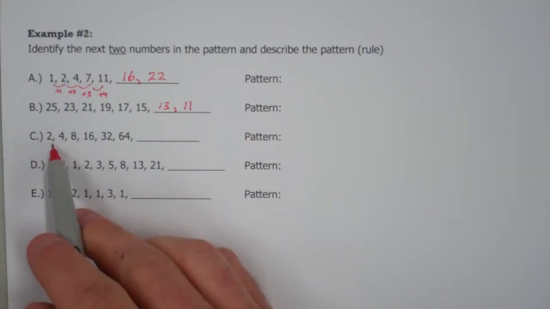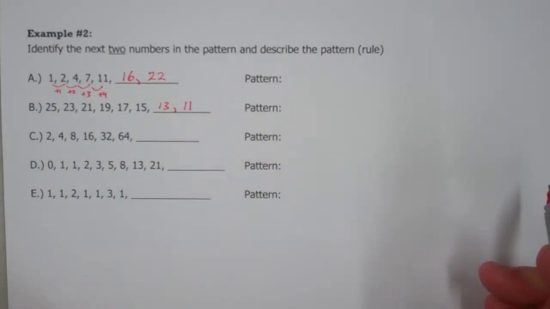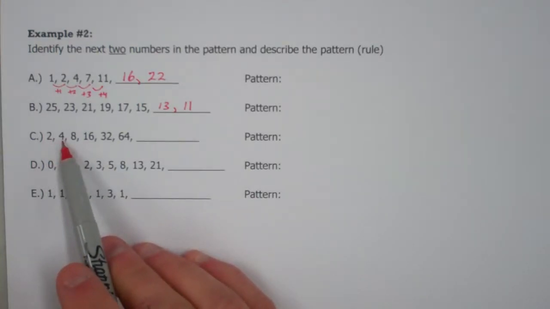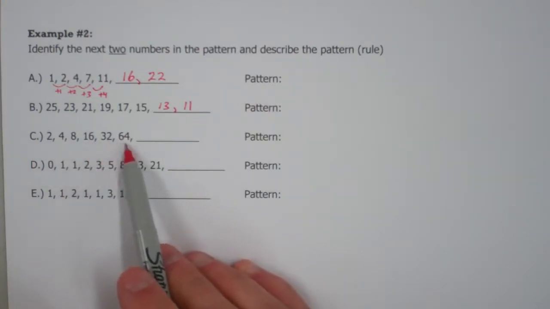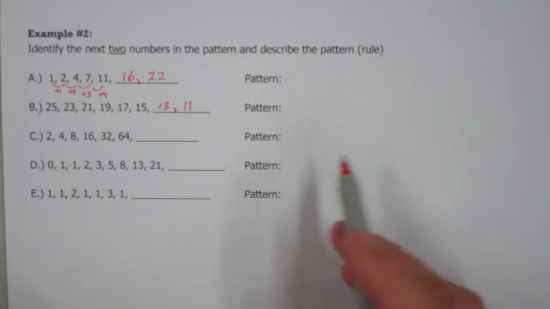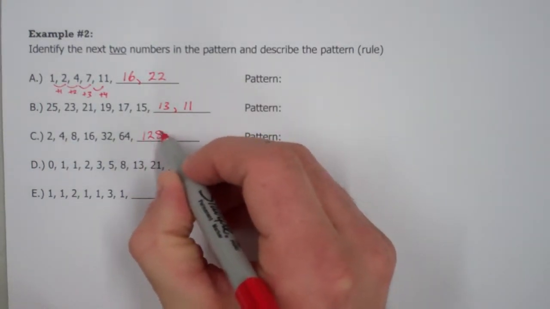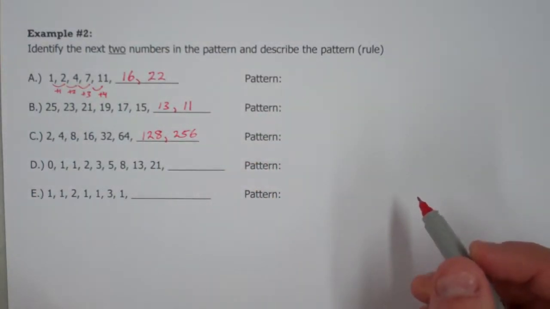The next one, C, we add 2, add 4, add 8. So there might be a pattern there, but I think I'd like to look at this a little bit differently. What about multiplication? We could multiply by 2 and get 4, multiply by 2 and get 8, multiply by 2 and get 16, and so on. So I think that's the pattern. We multiply by 2 each time. 64 times 2 would be 128, and the next one would be 256.